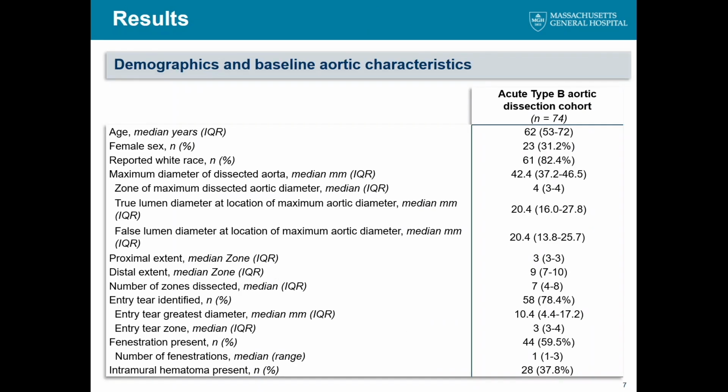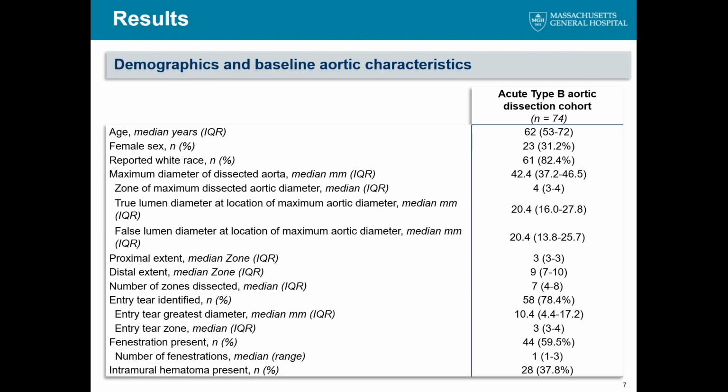Moving on to our results. We found 74 patients with the requisite CTAs on admission, with the majority being male, white, and over 50. The median diameter of the dissected aorta was 4.2 centimeters, with true and false lumina approximately equal in diameter. The dissection extended across a median of 7 zones, but varied widely. The entry tear was most commonly found in zone 3 and was of approximately 1 centimeter in size.